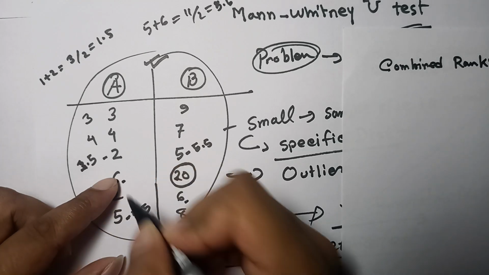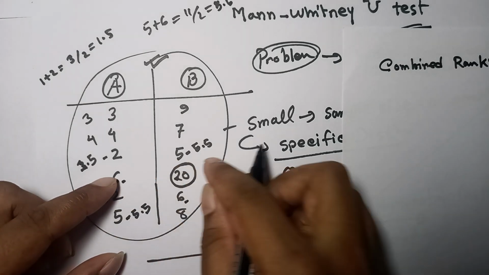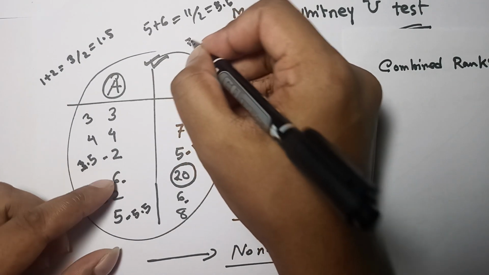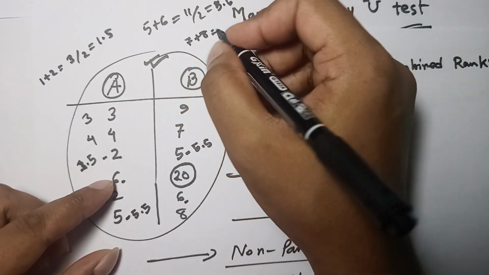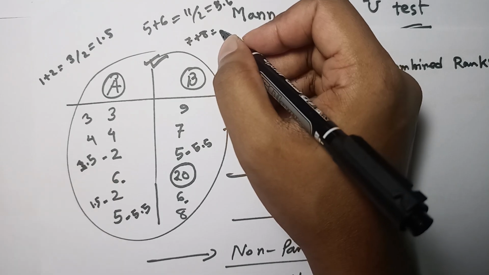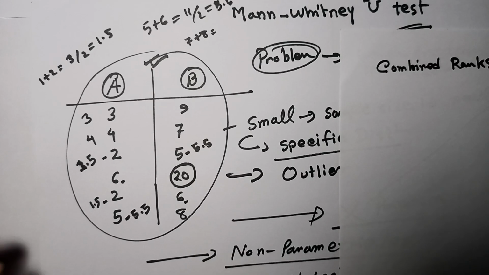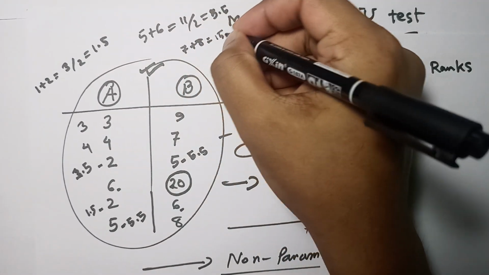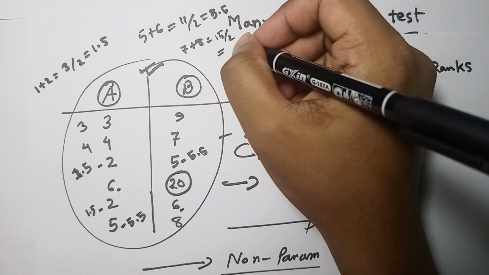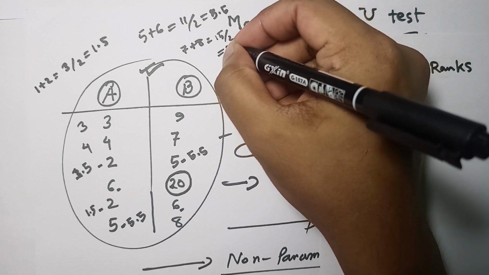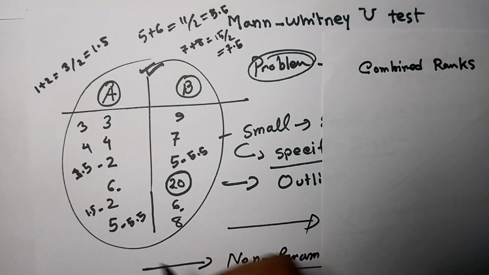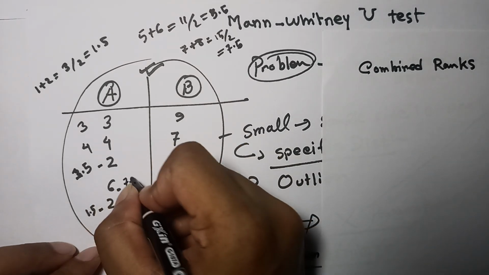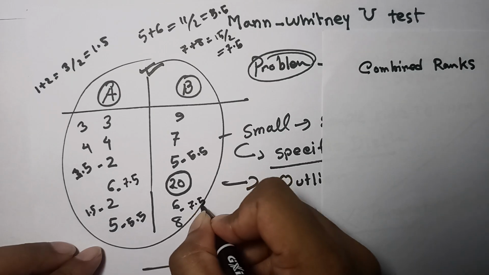The next one is 6. 6 occurs 2 times. Similarly, we have used 5 and 6, so now there will be 7 and 8. 7 plus 8 is 15, and if you divide it by 2 you'll find 7.5. So this one will be our 7.5, and this one also 7.5.